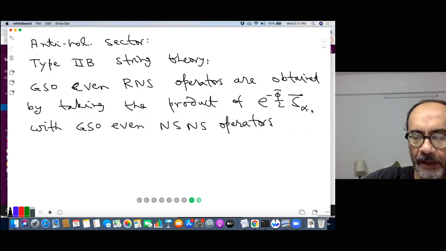So this is the exact counterpart of what happened in the holomorphic sector. Okay, there it was e to the minus phi by 2 times S alpha, and you are taking the product with GSO even NSNS operators.